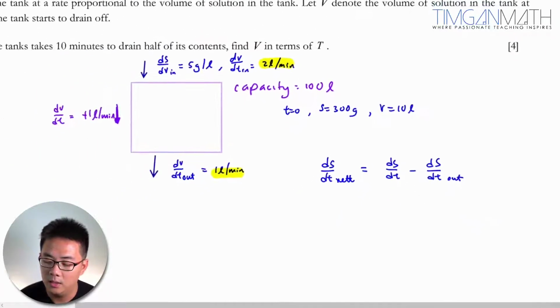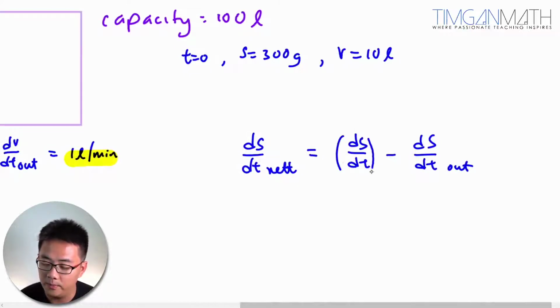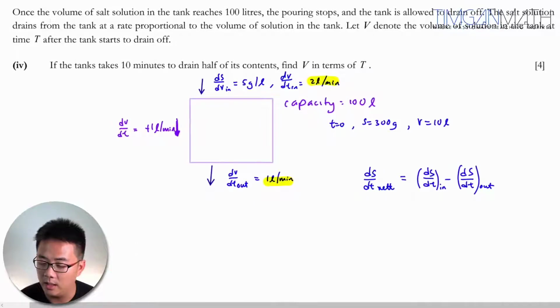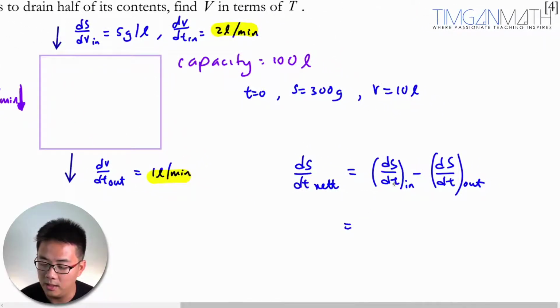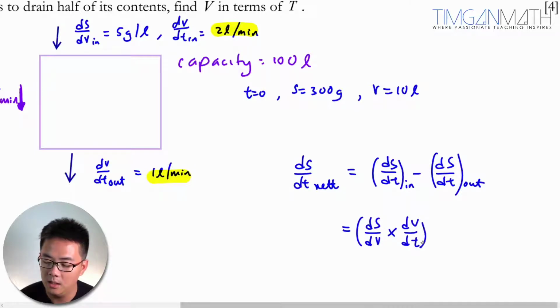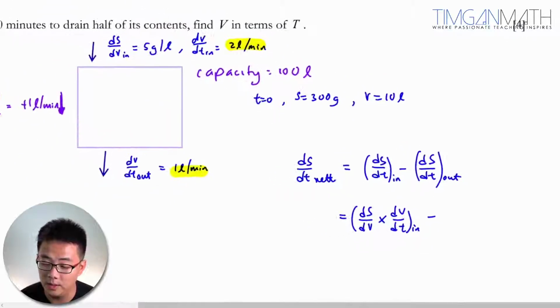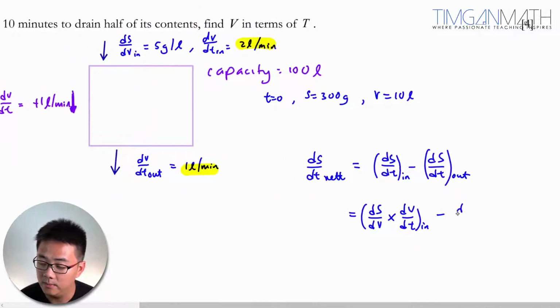Okay, so dS/dt in here, dS/dt out here. Now dS/dt in just means we are looking at 5 grams per liter times 2 liters per minute. Using the chain rule, dS/dV times dV/dt. In and out. The dS/dt out, on the other hand, would just be dS/dV times dV/dt out.